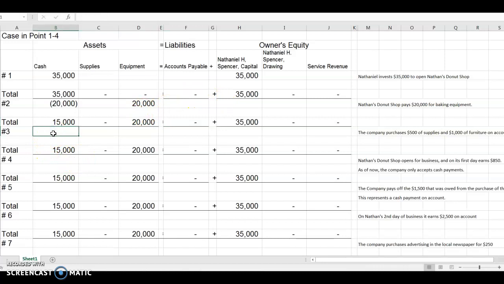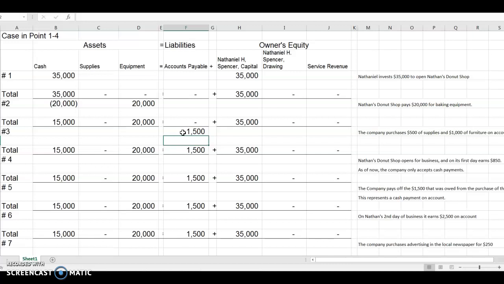In transaction number 3, the company is going to purchase $500 worth of supplies and $1,000 worth of furniture on account. Be careful of that word account. When we're purchasing something on account, it means we're not paying cash for it, but we're going to owe someone for it later. Just like a credit card. If you purchase something on your credit card, you're going to have to pay that amount later.